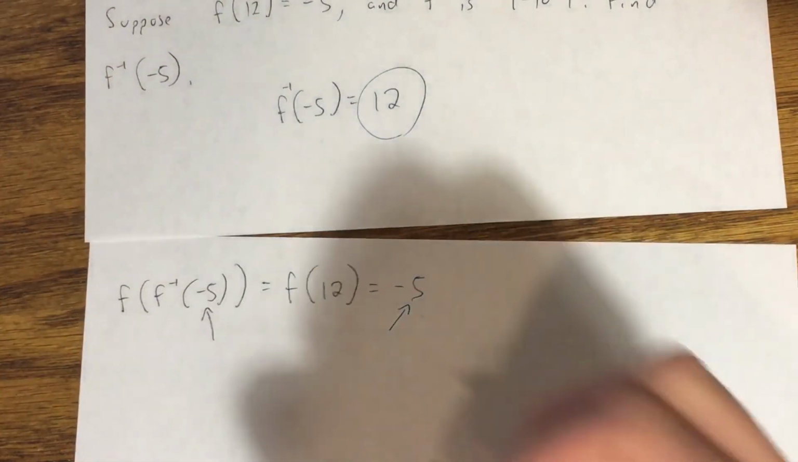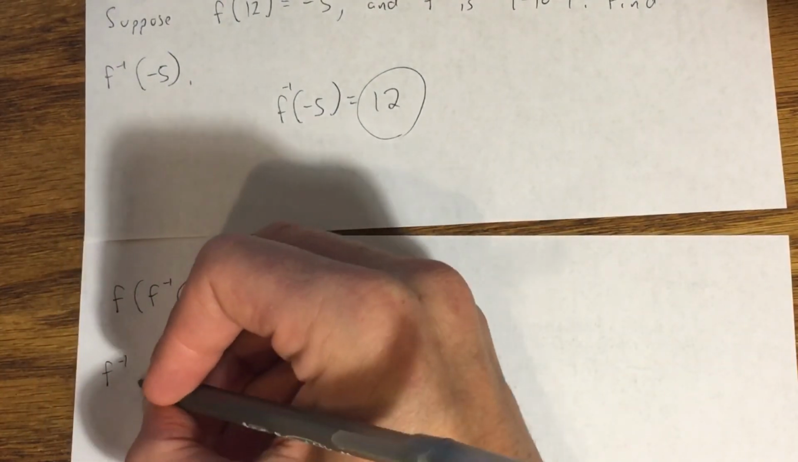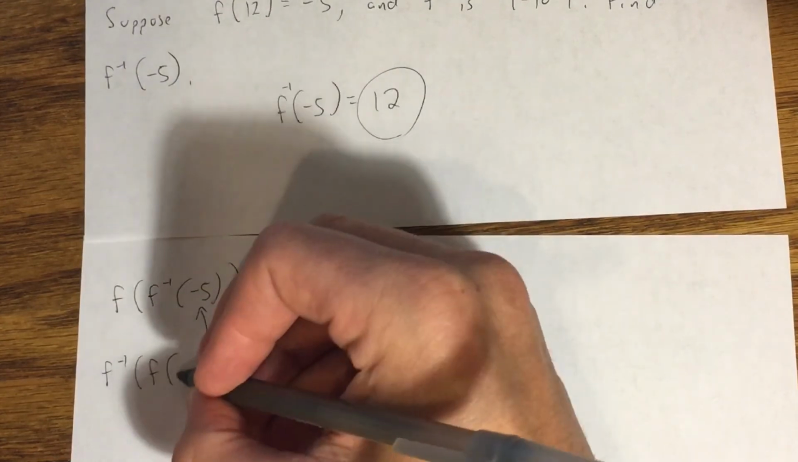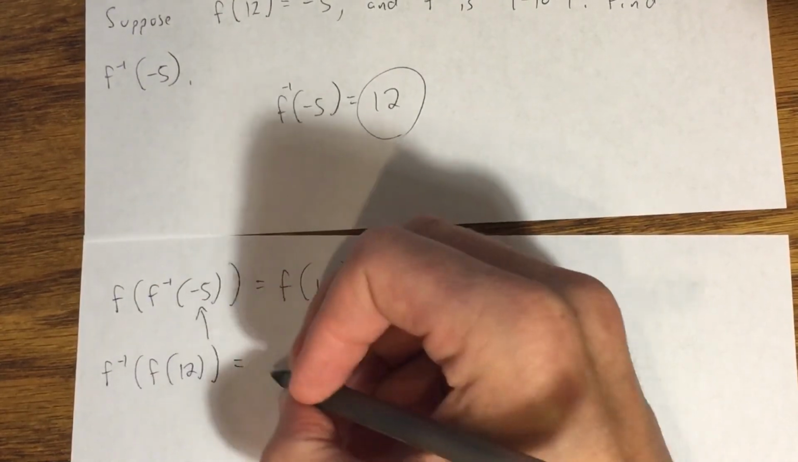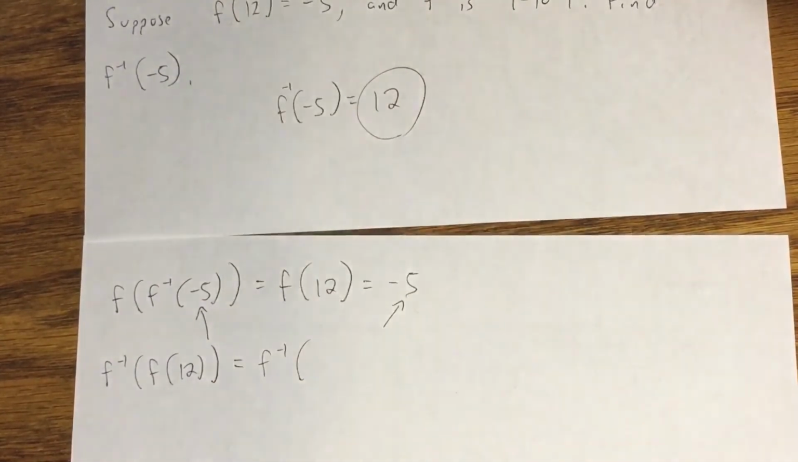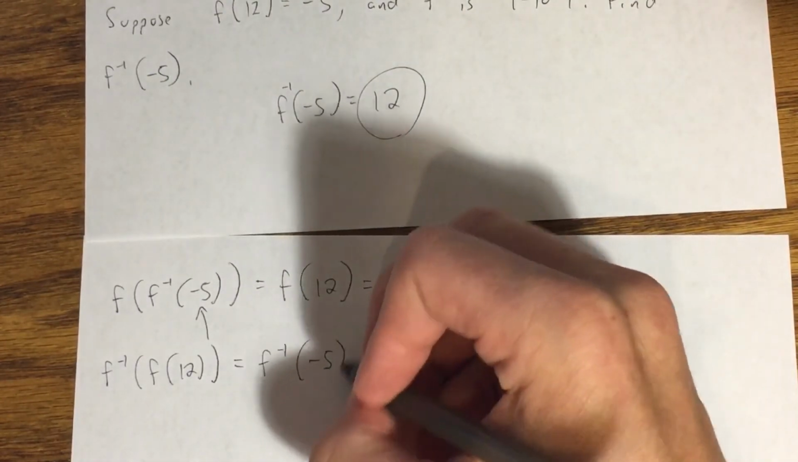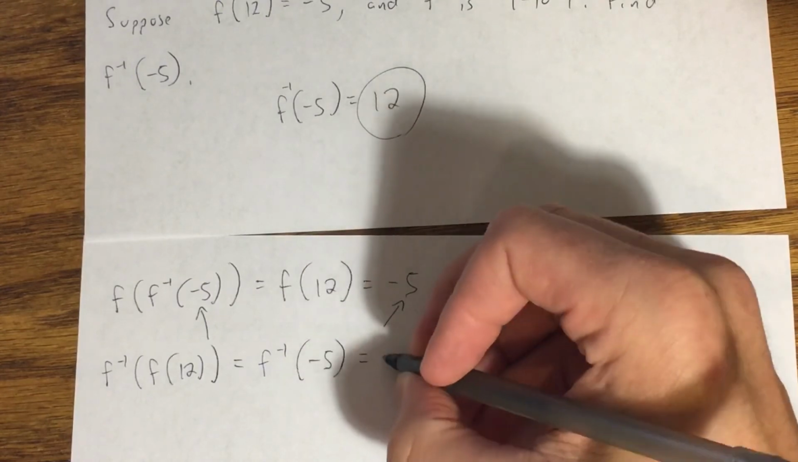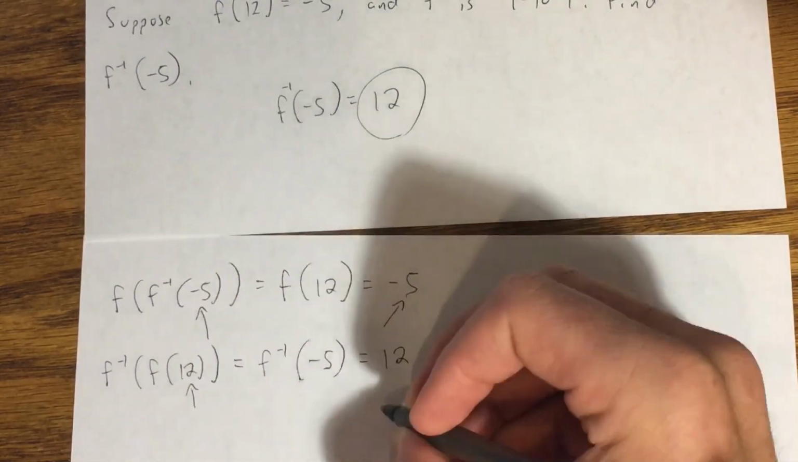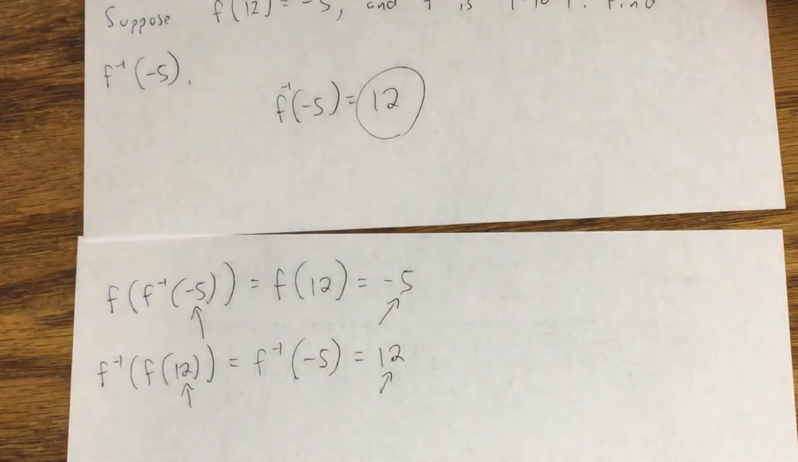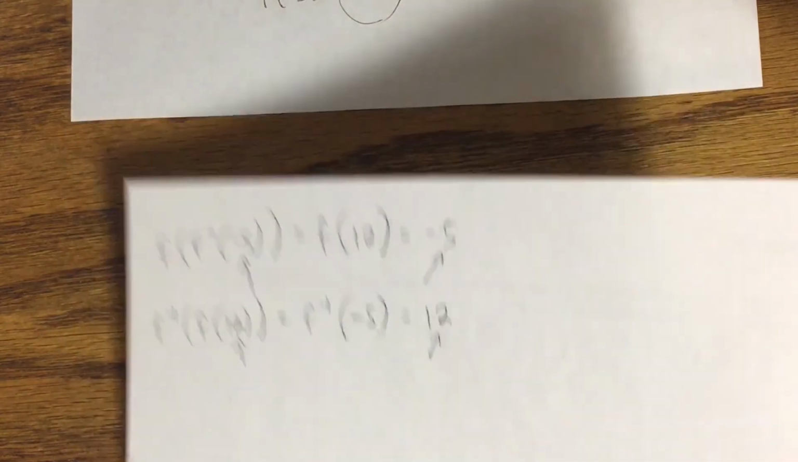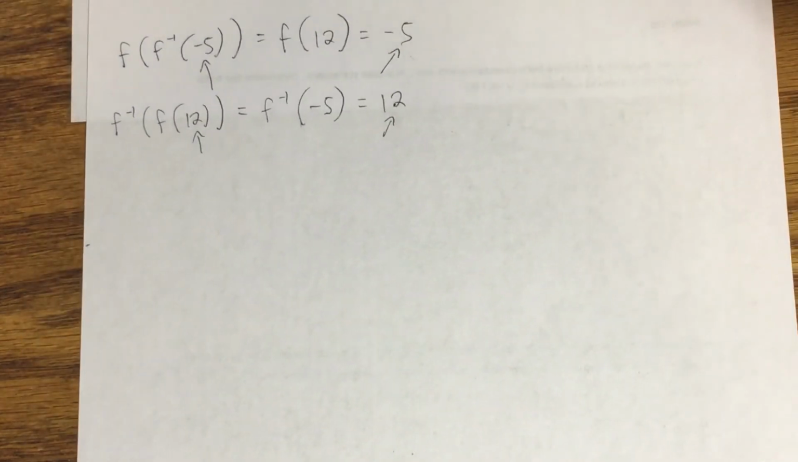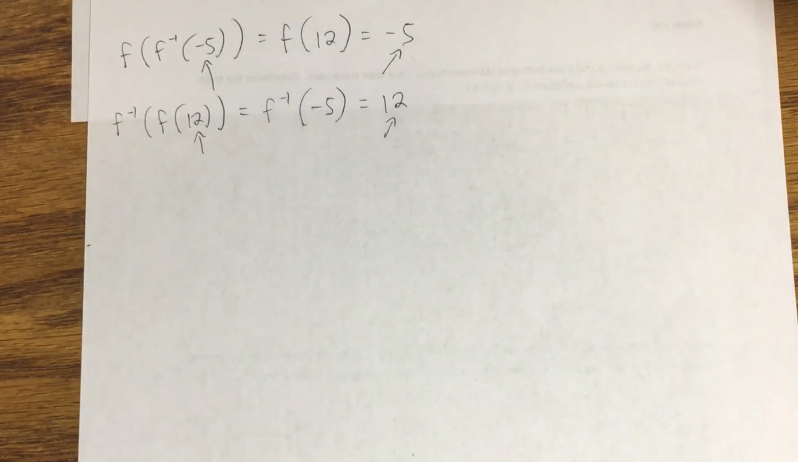And the same thing would happen if I did this in the other order. What is f inverse of f of 12, for example? Well, we know that f of 12, based on what we're given, is equal to negative 5. And we also know that f inverse of negative 5 is equal to 12. Again, the result was the same thing that we used as our input. This will be true in general for any composition of a function with its inverse.